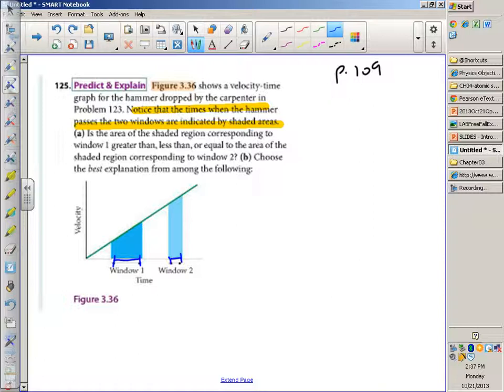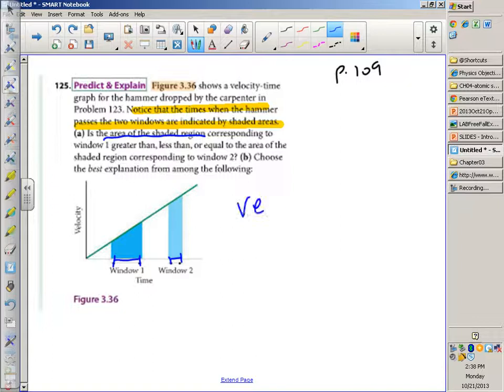It has a slower velocity, right? It told us that the windows were the same distance, the same length, but if it's going slower in 1 than it is in 2, it should take a longer time. And that's what the graph is showing us. Okay? The last part here is asking us about the area of the shaded region. So it's asking about these blue parts that are here.